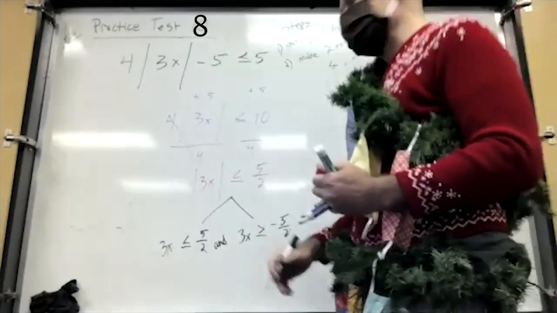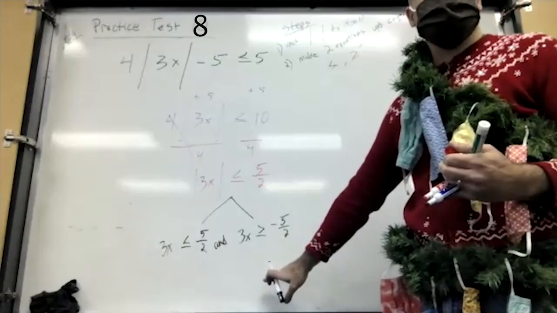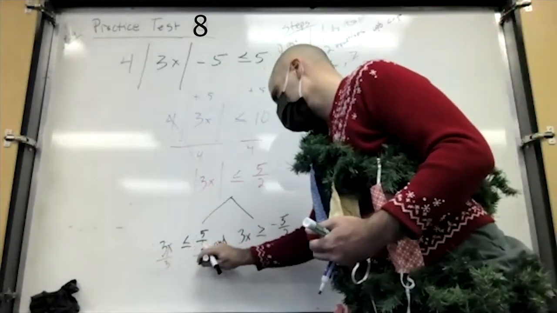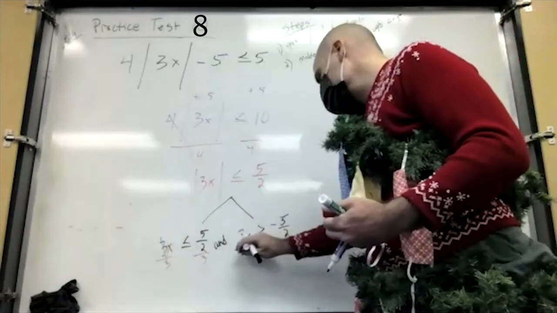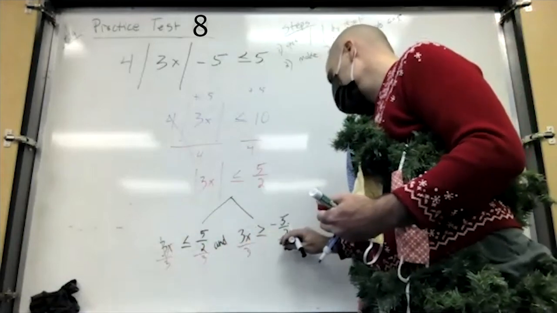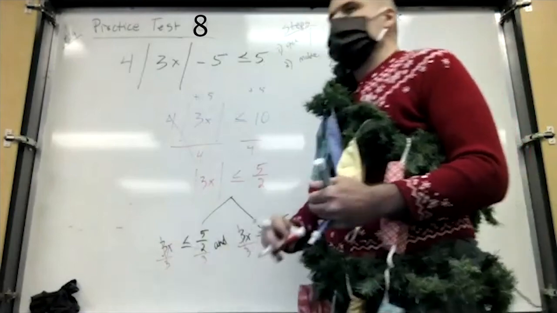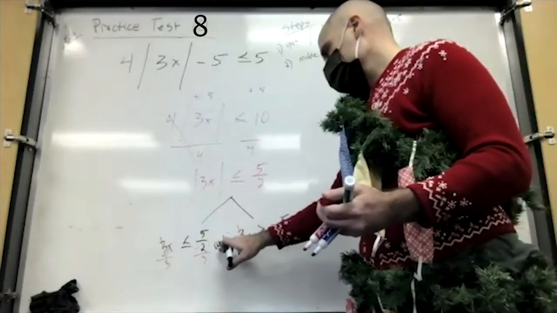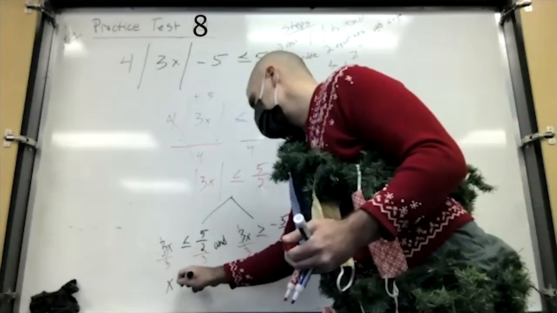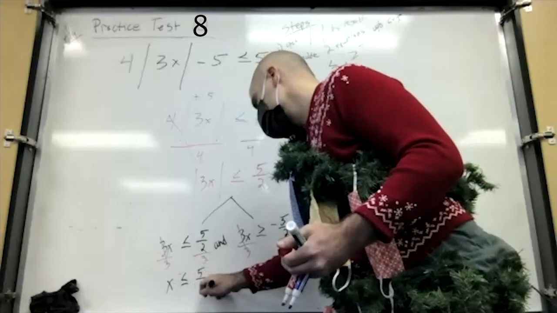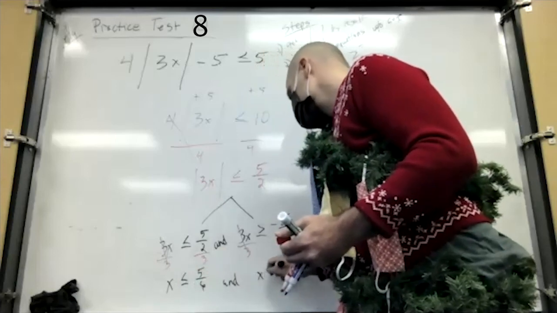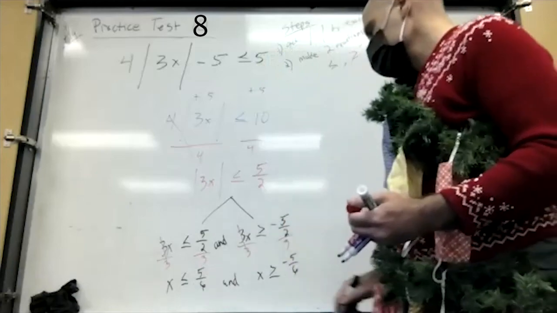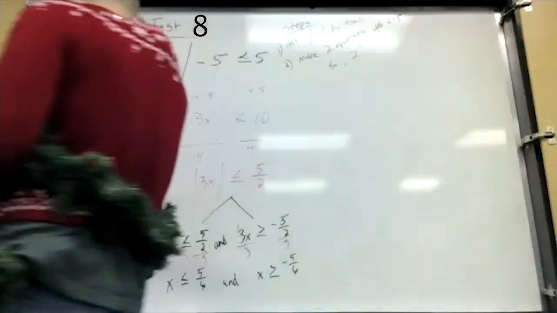Okay, so last step to solving these inequalities is what? Divide by 3, right? When you divide a fraction by a whole number, you're just multiplying that denominator. If it makes you feel better, you can divide by 3 means multiply by 1/3. So multiply the 3 times the 2. So this is x is less than or equal to 5/6, and x is greater than or equal to negative 5/6. So on a graph, it would look like this.